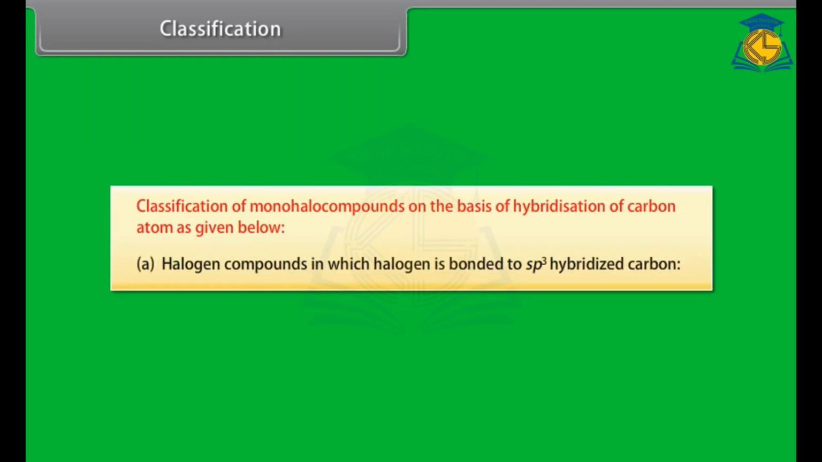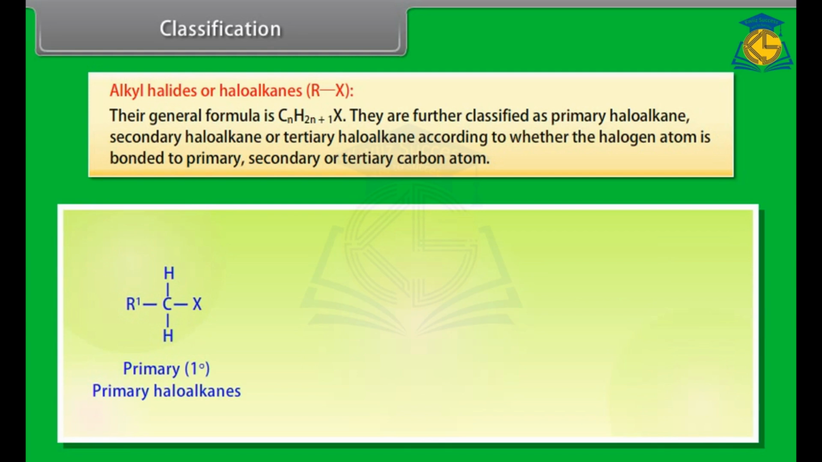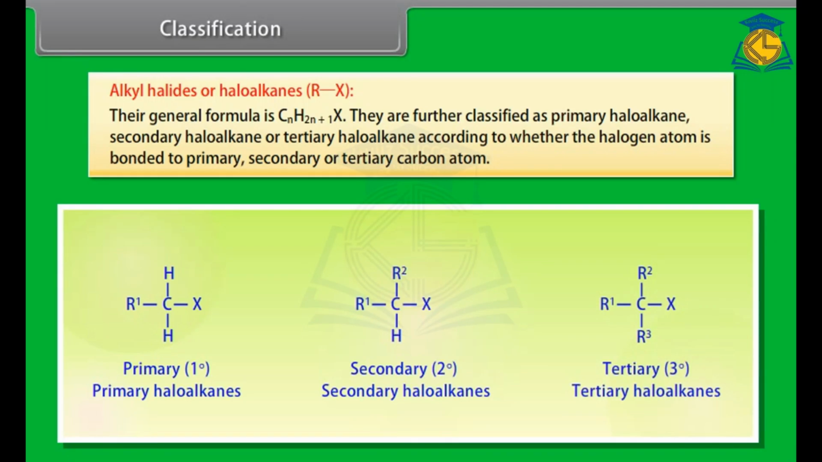Halogen compounds in which halogen is bonded to sp3 hybridized carbon. Alkyl halides or haloalkanes, RX. Their general formula is CnH2n+1X. They are further classified as primary haloalkane, secondary haloalkane, or tertiary haloalkane according to whether the halogen atom is bonded to primary, secondary, or tertiary carbon atom.